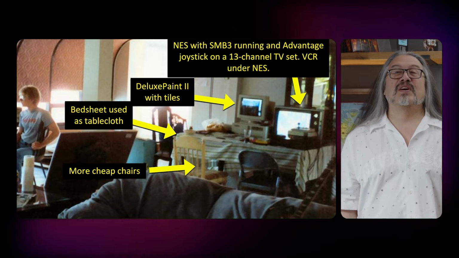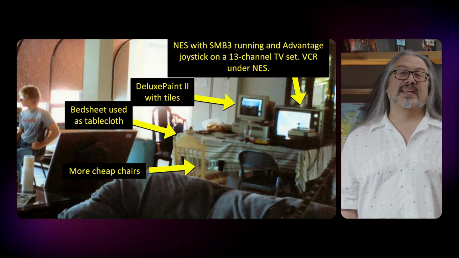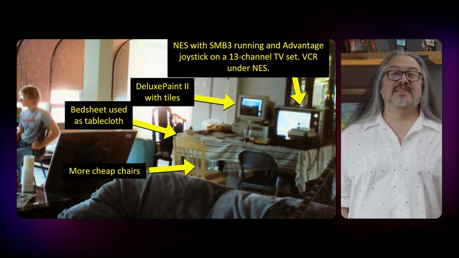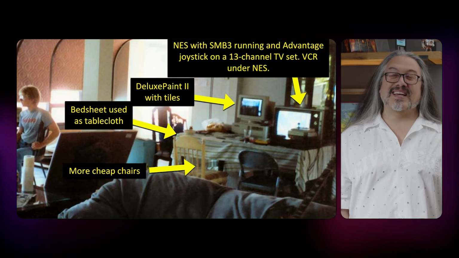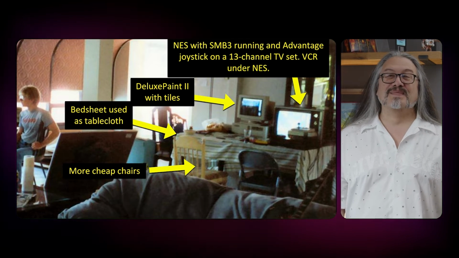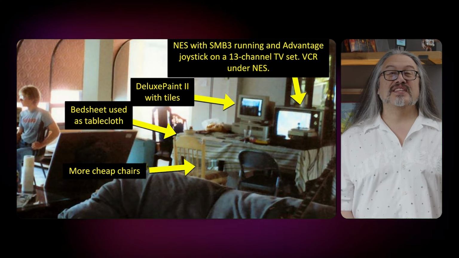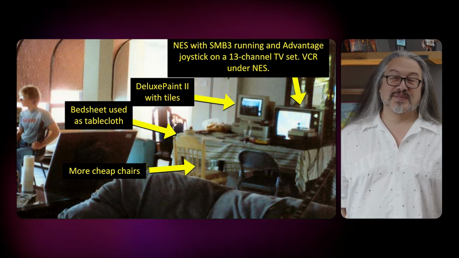And this is Tom Hall's area where he was doing all the graphics for the demo. He recorded gameplay on a VCR, and he played it back, pausing the action so he could duplicate the tiles exactly in Deluxe Paint 2. There was no Photoshop back then. The TV set had a 13-channel selector on it, and it was connected by an RF modulator. Very old school.